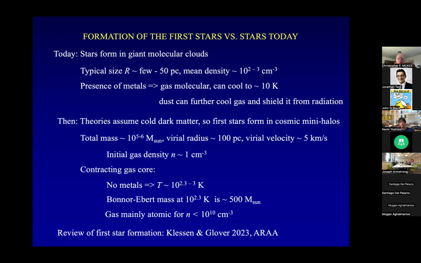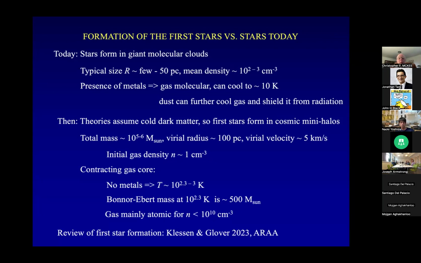Now, if we go back to the very first stars, theories assume that we have cold dark matter. And so the first stars form in cosmic mini-halos, that is, condensations of dark matter that have formed from the initial fluctuations in the universe. And it's very important that so far there's no direct experimental evidence for cold dark matter. So it's always important to keep this hypothesis in mind when we're talking about the theoretical work on the first stars.